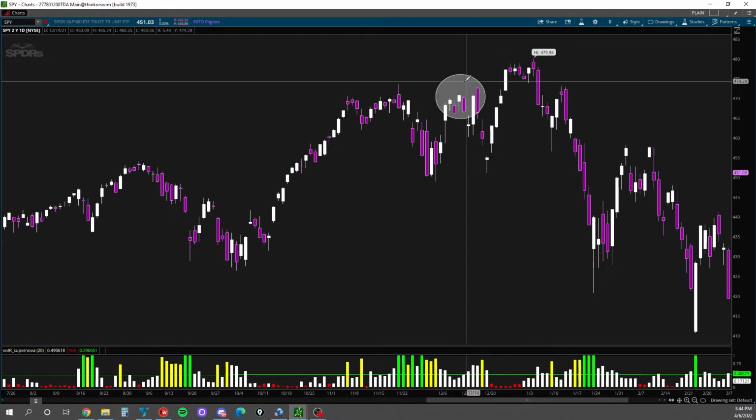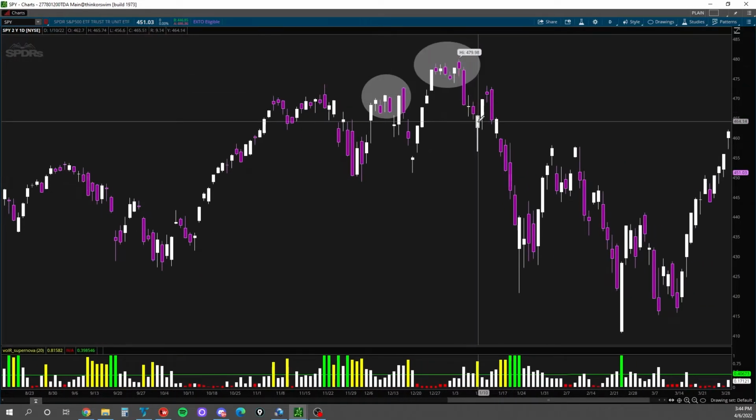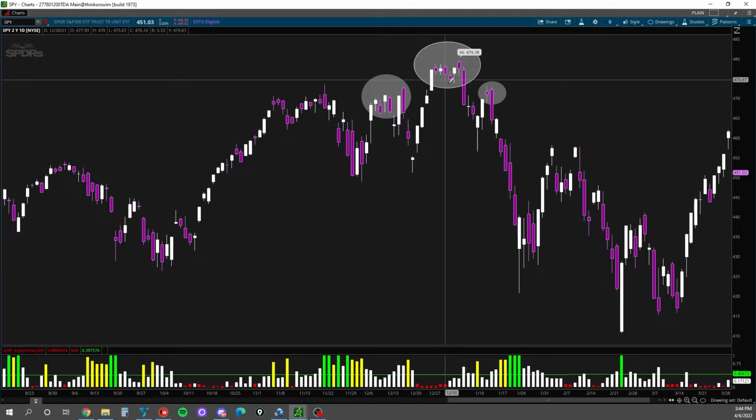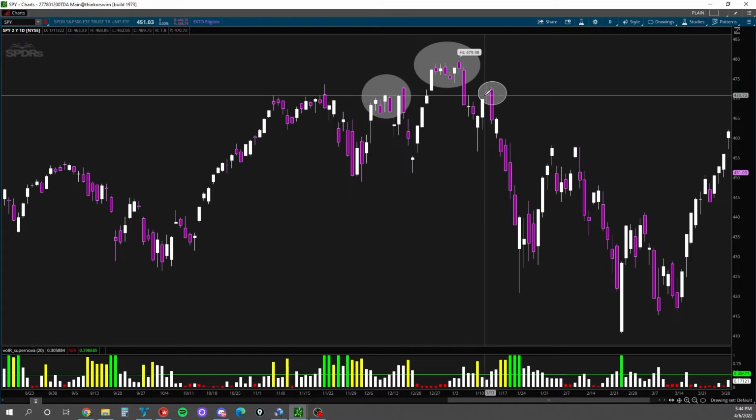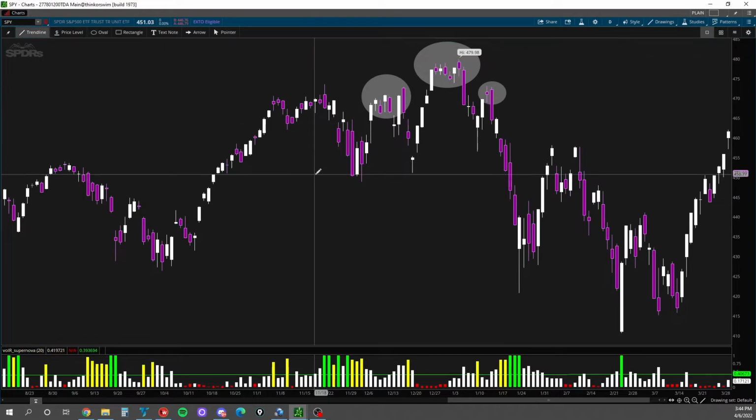So this is the left shoulder, as they call it. This is the head right here. Then you need another move down to form the so-called neckline, and then we have a third move up, which in essence needs to be lower than the head. So this is the left shoulder, this is the head, and this is the right shoulder. Now, usually the target of this move is, let me first draw a trend line.